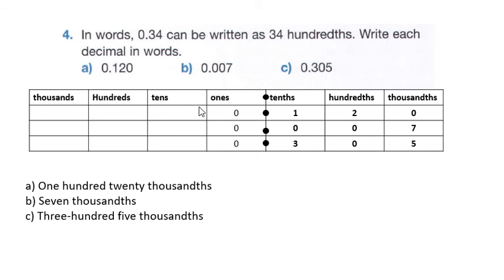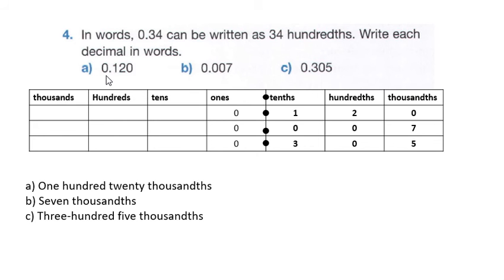Continuing on, I'm going to show how to write these numbers either with the thousandths grid you've just seen or on this place value chart right here. So let's read number 4. In words, 0.34 can be written as 34 hundredths. Write each decimal in words.